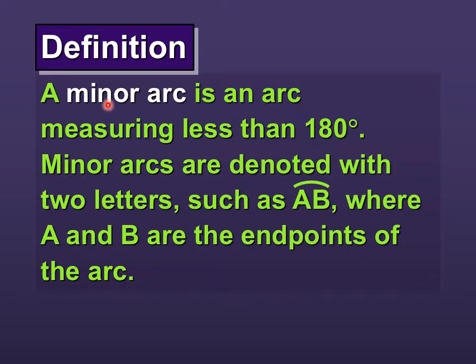Our next word is a minor arc, and that's an arc measuring less than 180 degrees. Remember, an entire circle is 360. So a minor arc is an arc measuring less than 180, so less than half the circle. Minor arcs are denoted with two letters, such as AB, where A and B are the endpoints of the arc.